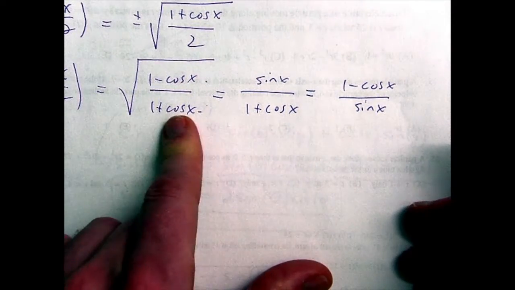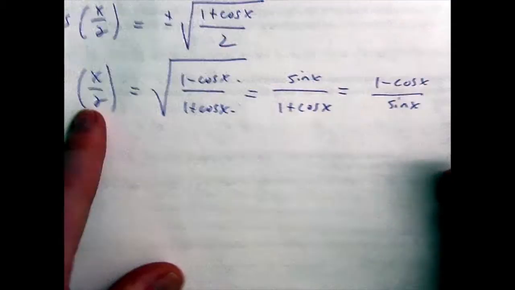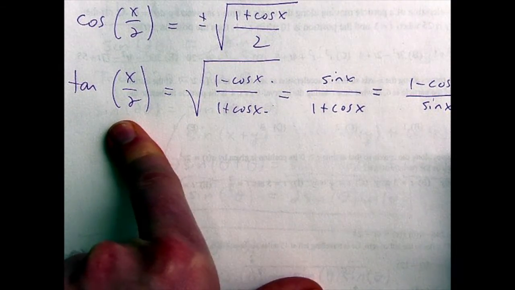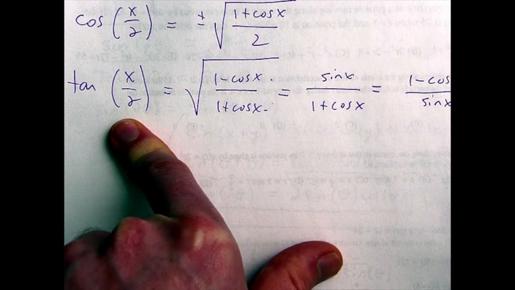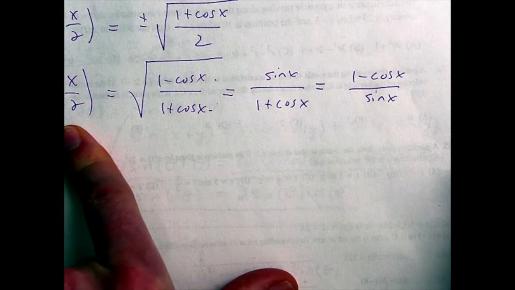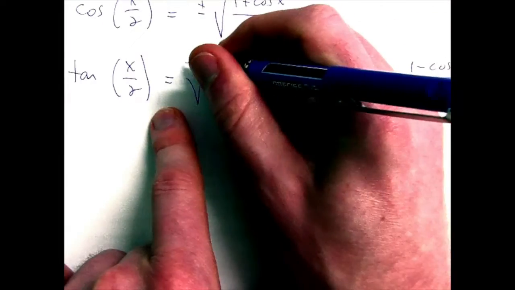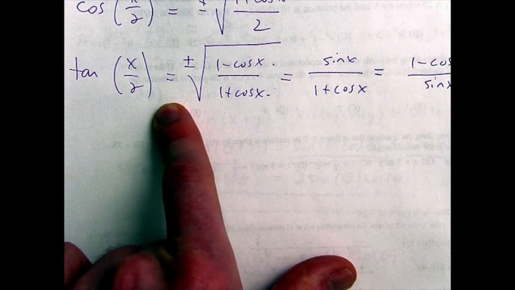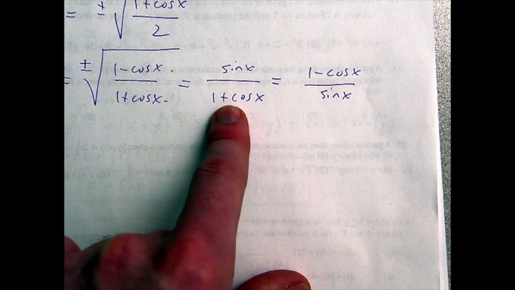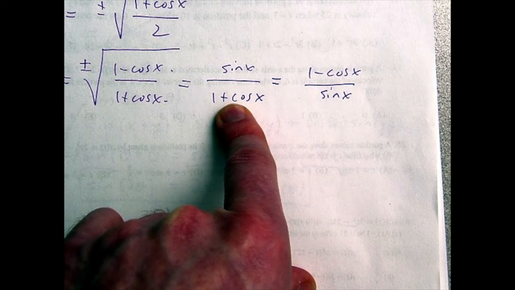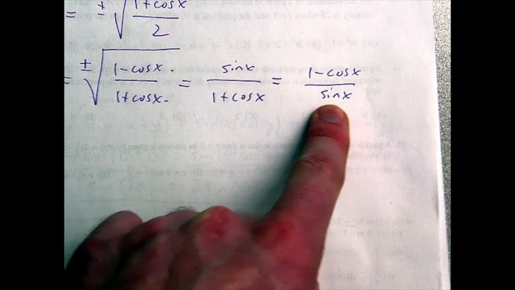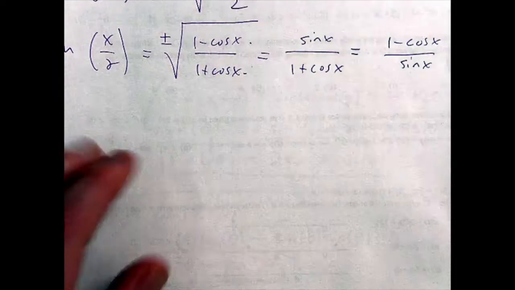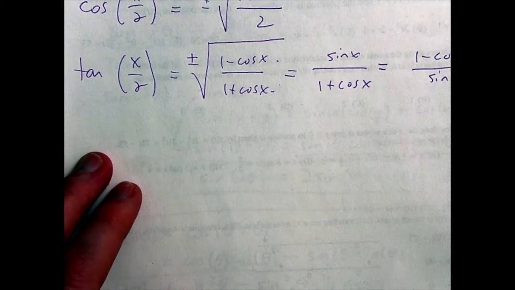So these 3 expressions are all different versions of the half-angle formula for tangent. I don't really know which one is better than the other. I guess this one's kind of nice. And oh, there should be a plus or minus here. My bad. Let's be careful with that. I think that maybe this is better because it doesn't have a plus or minus, and this one is also better because it doesn't have a plus or minus. But yeah, so 3 different formulas for tangent of x over 2.